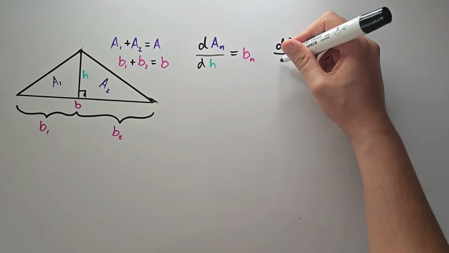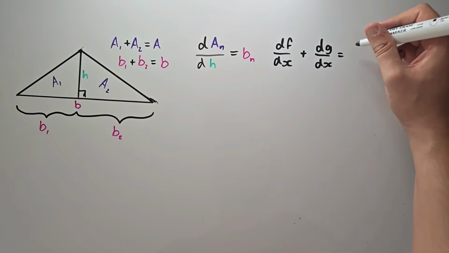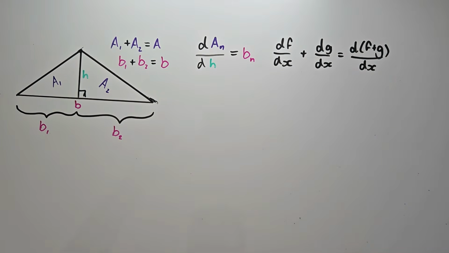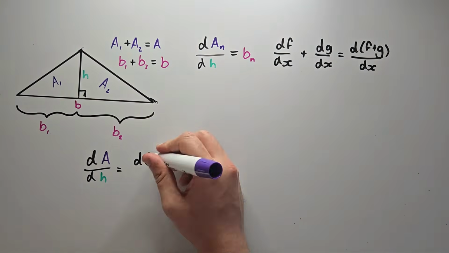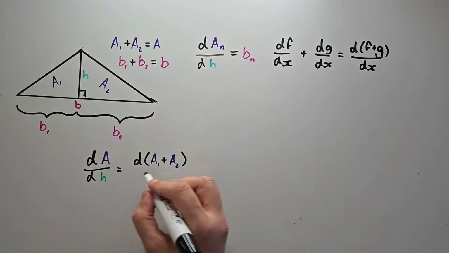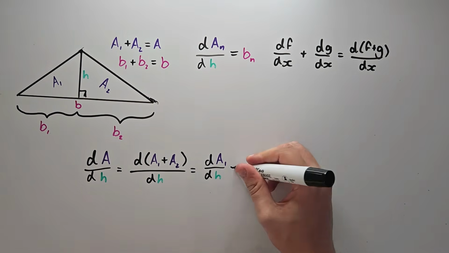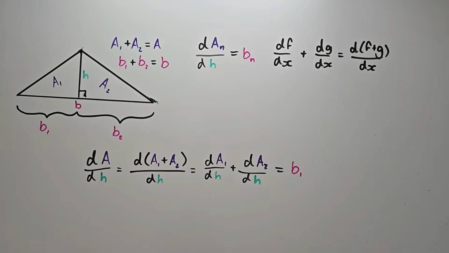Here we will use another rule of derivatives, that being that the sum of the derivatives of two functions is equal to the derivative of the sum of those two functions. Using this, we see that the derivative of the area with respect to the height is equal to d(A1 plus A2) over dH, which is equal to dA1 over dH plus dA2 over dH, which is equal to B1 plus B2, which is equal to the total base.